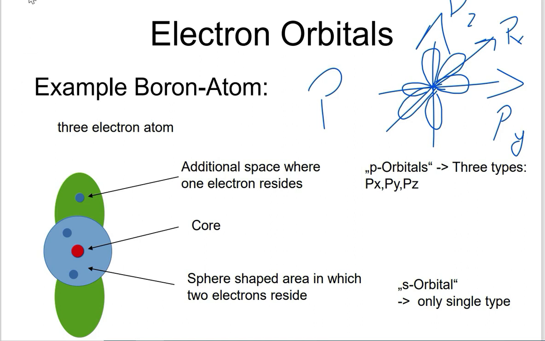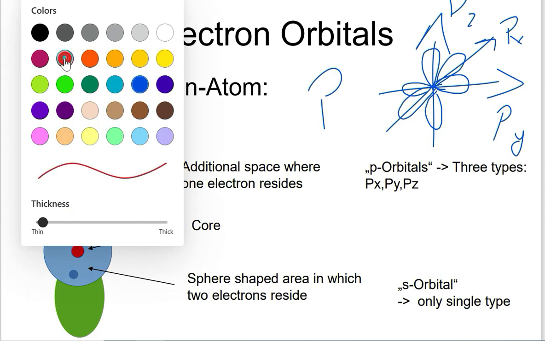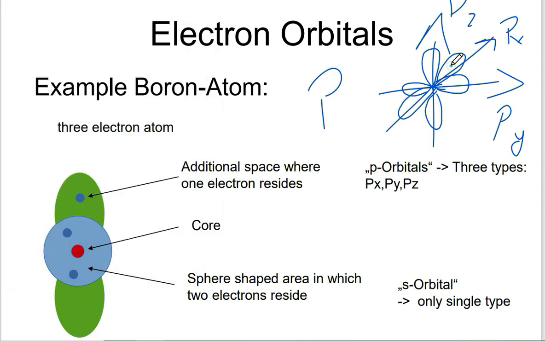So therefore, here is the electron in red. If we have one here, and one here, and one here, we can also fill another one in the Z, another one in the Y, and another one in the X. So in total, we can have, in a p orbital, 6 electrons. Whereas in the sphere, we can only have 2 electrons.